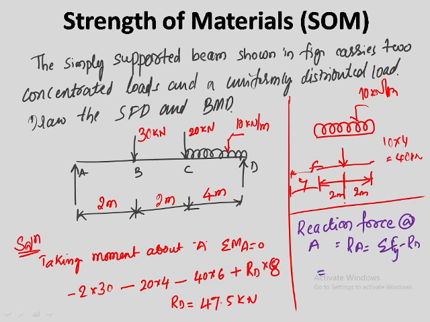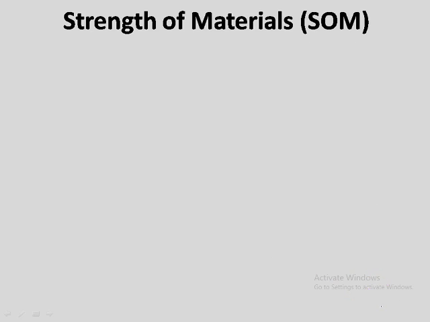Now sigma F, let us take the downward direction as Y. So 30 plus 20 plus 40 minus 47.5. That is 90, 90 minus 47.5, 42.5 kilonewton. Is it right? Yes, sir. Okay. Now let us draw the diagram here.